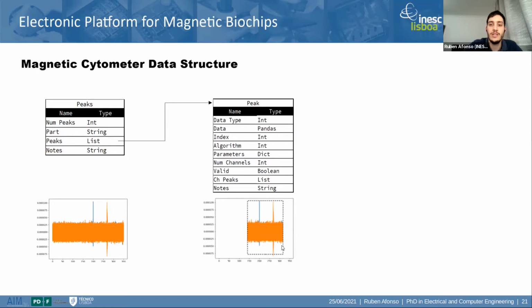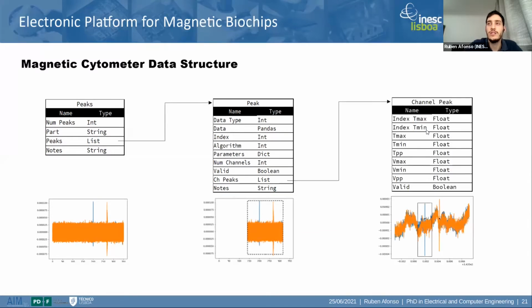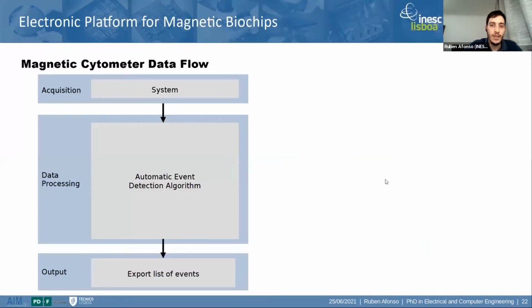Later, when we analyze and detect that we have two peaks, we create another structure that has all the characteristics of each peak, such as minimum voltage, maximum voltage, time peak to peak, and so on. Regarding the data flow, most of the current systems have a mechanism similar to this. We have the acquisition system. After the acquisition, the data is fed through an automatic event detection, and the number of events is exported.